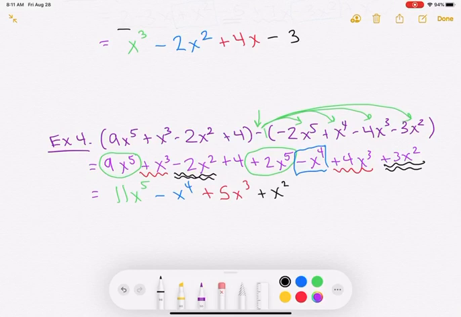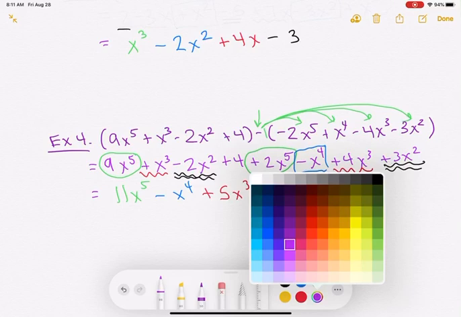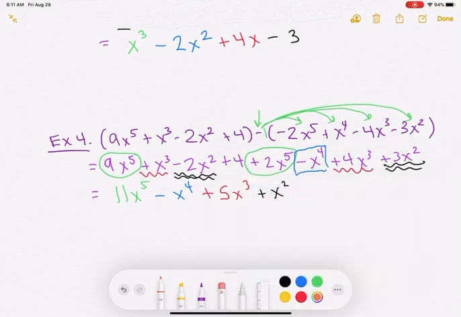And then finally, to finish it off, what do we have left? So we can see everything has some sort of shape designating its term. But we do have one guy left, and it's just that little positive 4. So we'll just add them on. And we are totally done.